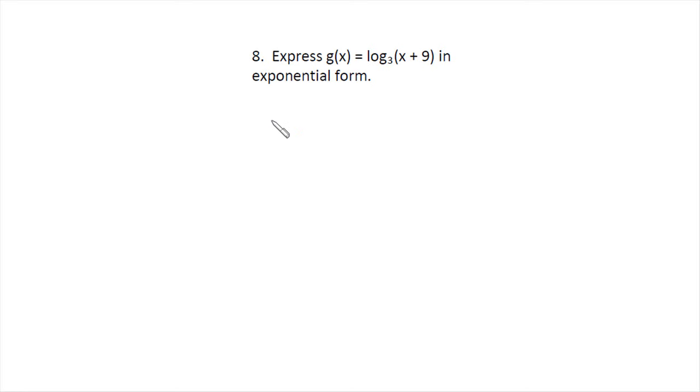All right, let's look at 8. Number 8, express g of x equals log base 3 of x plus 9 in exponential form. So we'll just apply the loop rule, so it would be 3 to the g of x power is equal to the argument x plus 9. So that is it. 3 to the g of x equals x plus 9.